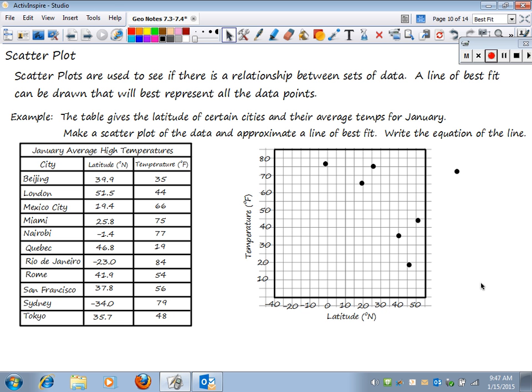And then Rio de Janeiro, negative 23.0 degrees latitude. So negative 23 would be close to negative 25. And then it's 84 degrees there. That's a nice temperature too. 84 degrees would be way up in that corner.